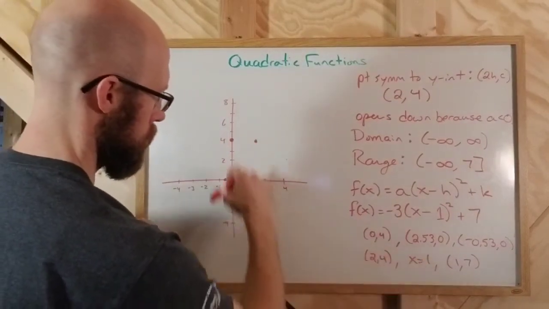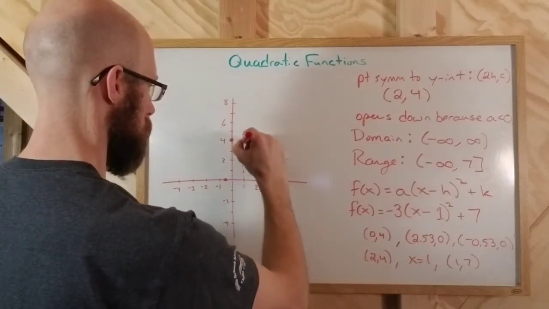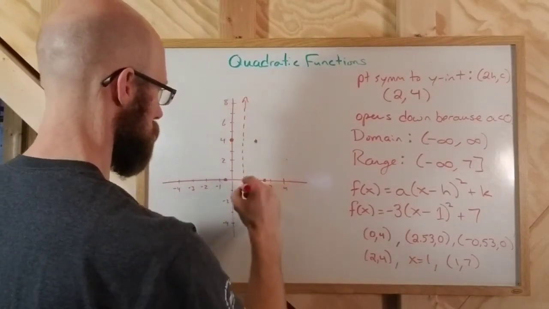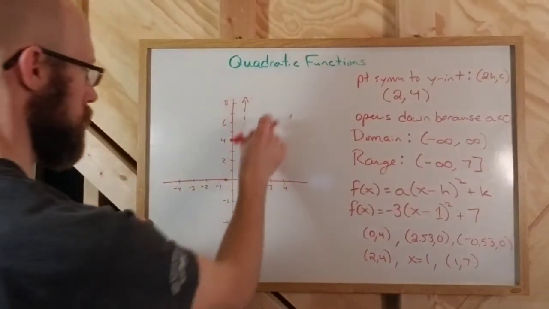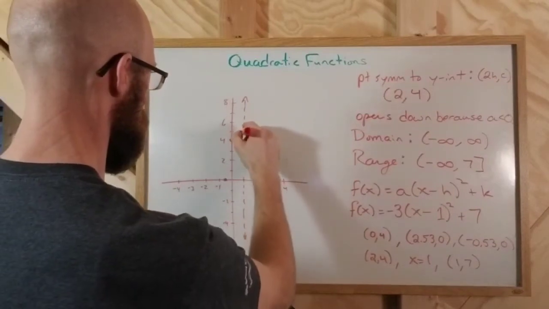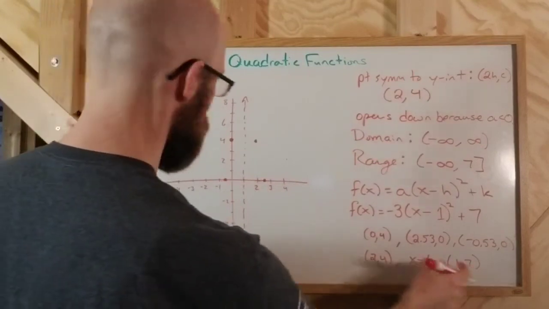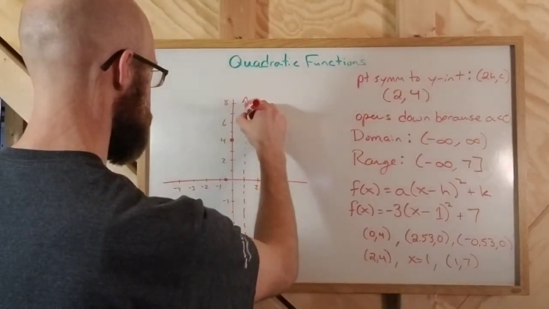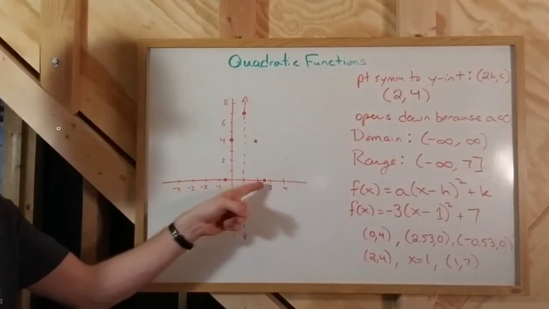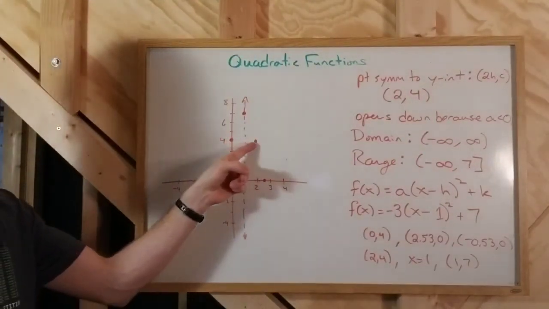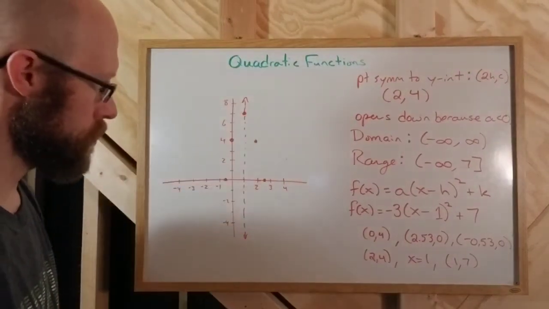My axis of symmetry is at 1. It should cut right between those symmetric points. And of course I didn't draw that very straight. And then 1, 7 is my vertex. Alright, so you can see 5 points, 2 x-intercepts, a y-intercept and its symmetric point, and the vertex are in there, that's 5 points. And my axis of symmetry is in there.